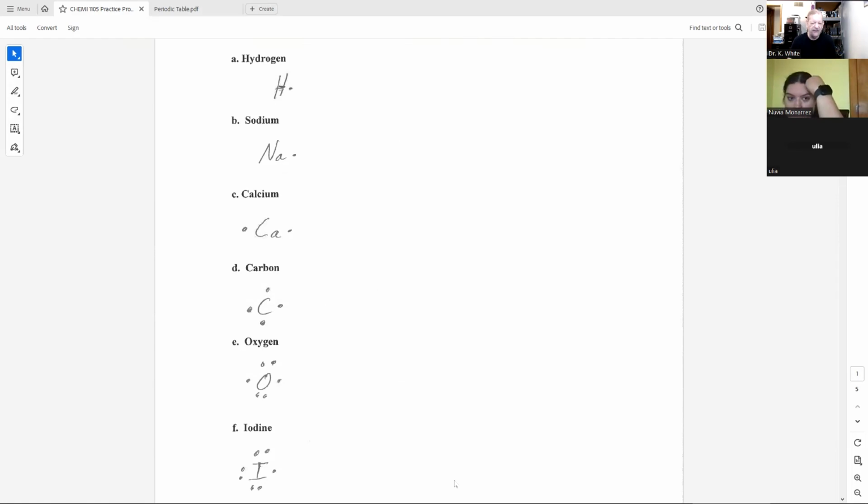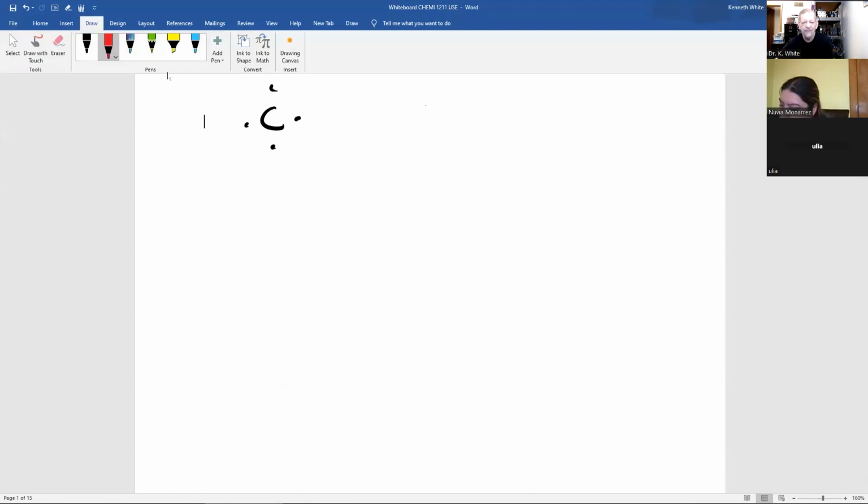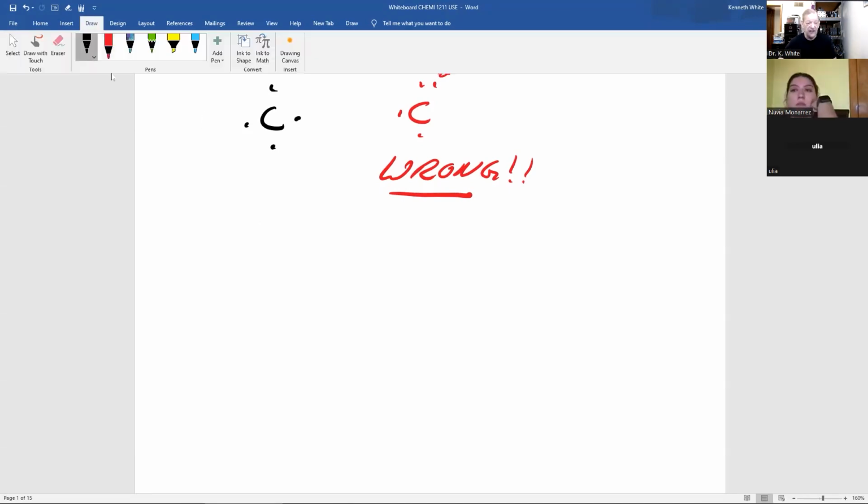Let me show you something. Here's carbon. Here's the Lewis structure. This is wrong. Why? Because we have 2 on one side before each side has 1 dot or valence electron. So you put 1 on each side before you double up. And let me show you in real time.